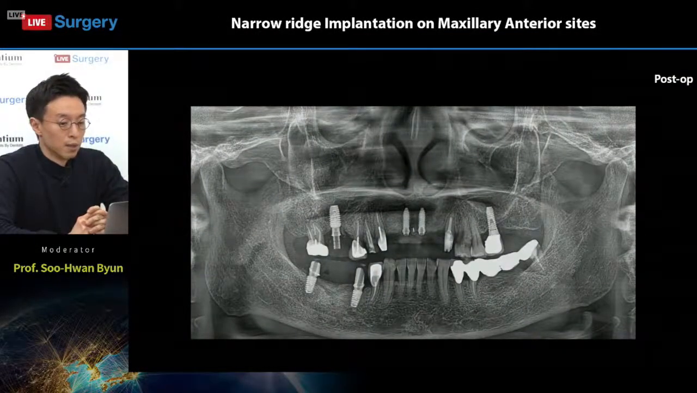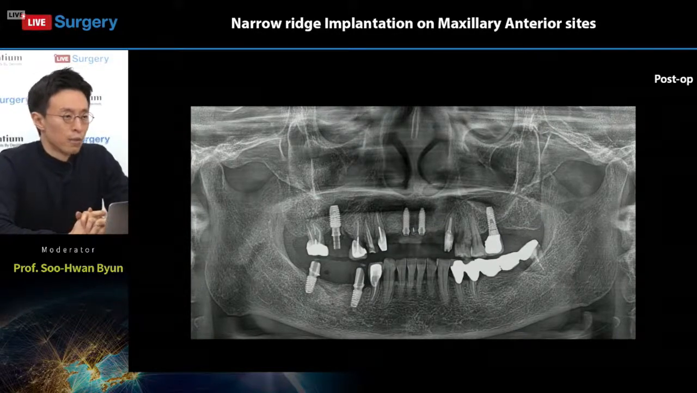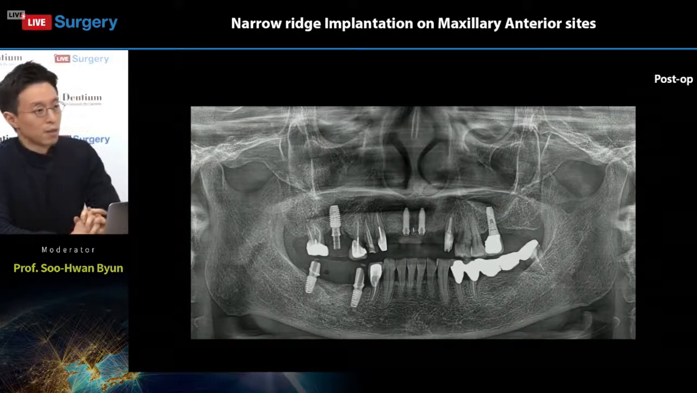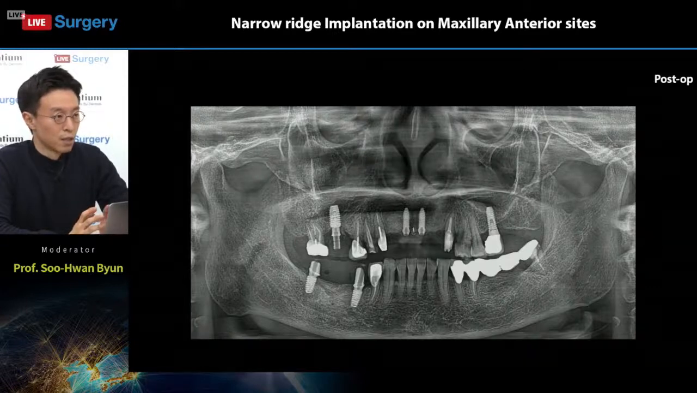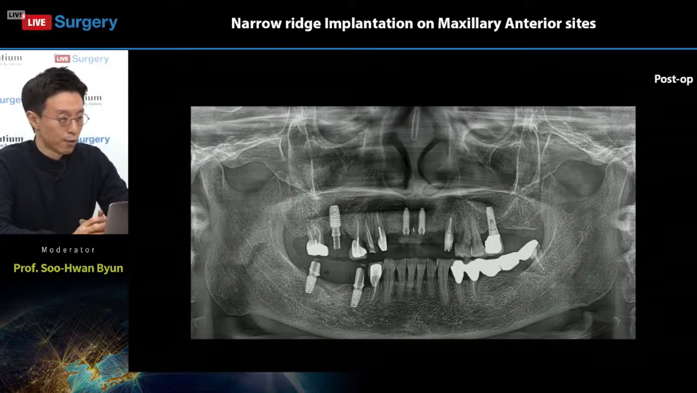Okay, that's the end of the surgery. To be honest, I'm a real-time relay, but the implant surgery was done 10 days ago. We are showing the post-operative panoramic radiograph, and no problems are noted in it.